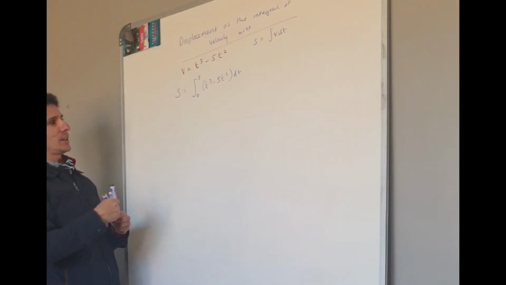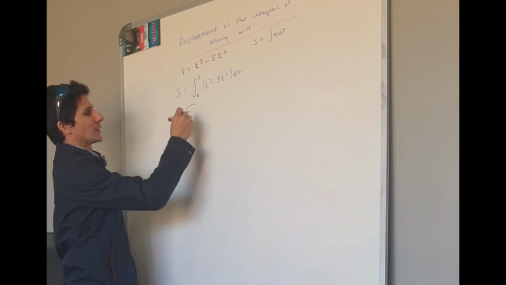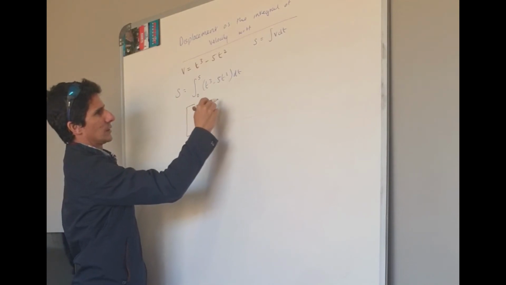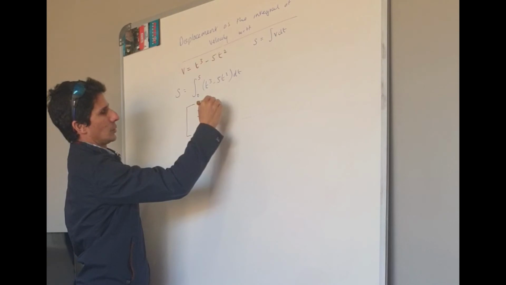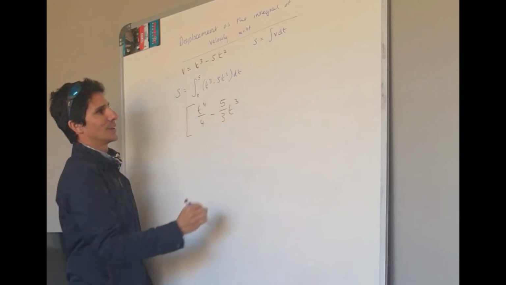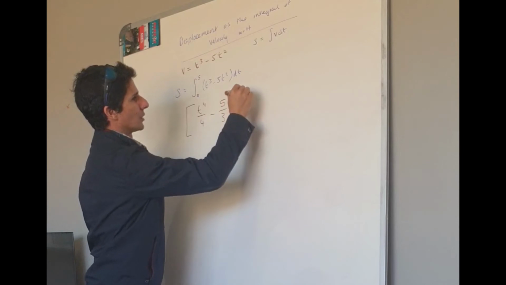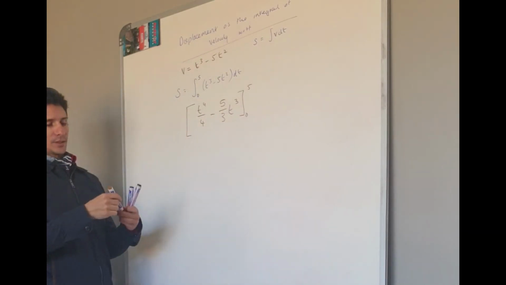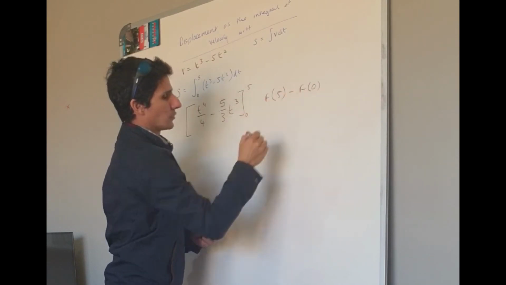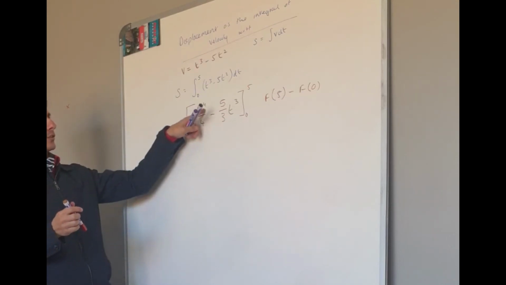So we need to integrate. So this box is your integral. And let's integrate. T to the power 4 over 4 minus, ooh, we're not multiplying. It's 5 over 3 t cubed. Raise the power by 1, divide by the new power. From 0 to 5. Okay? So again, I want the function at 5 minus the function at 0. Fortunately, when I put 0, it's going to be 0, because I've got a variable in all my terms.